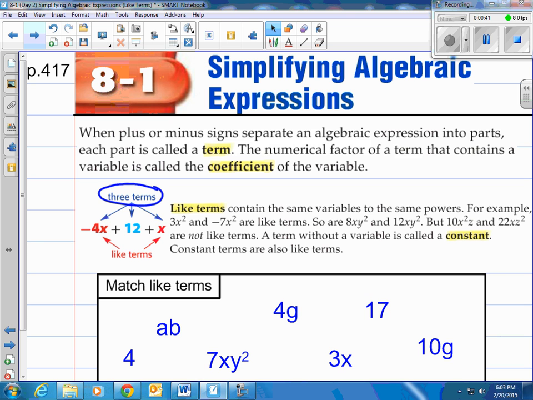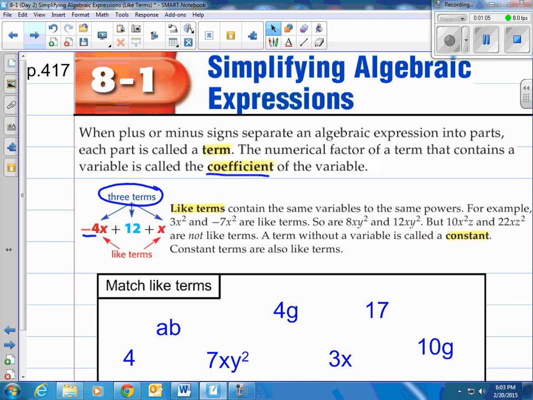The numerical factor of a term that contains a variable is called the coefficient of that variable. So you can notice here, there's a negative 4 in front of that x. That number in front of the letter is called a coefficient. Another vocabulary word there. Now, like terms contain the same variables to the same powers.